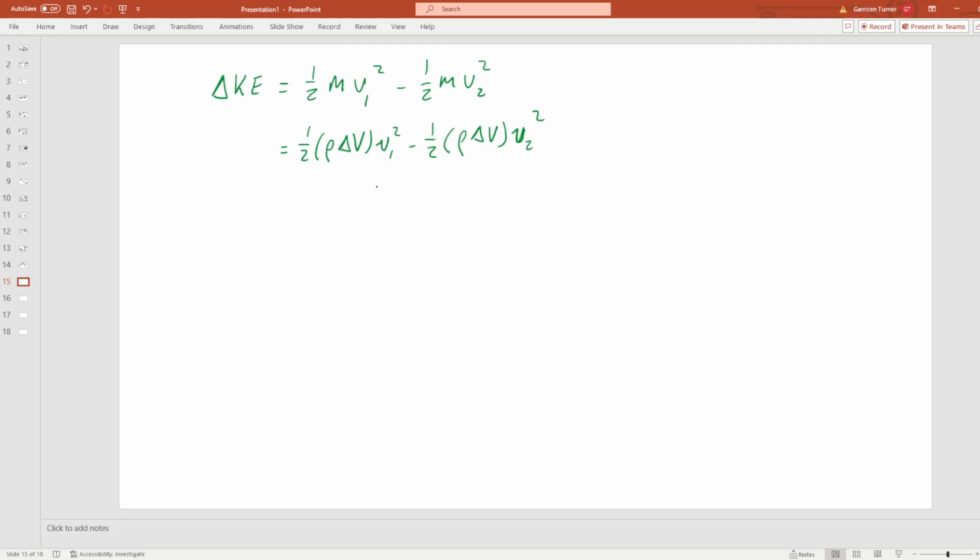And so once again, I can factor some things out here. So this is 1/2 rho delta V times V1 squared minus V2 squared. Whoops. I have my subscripts turned around because change is final minus initial. So these subscripts need to be turned around, but nothing major.